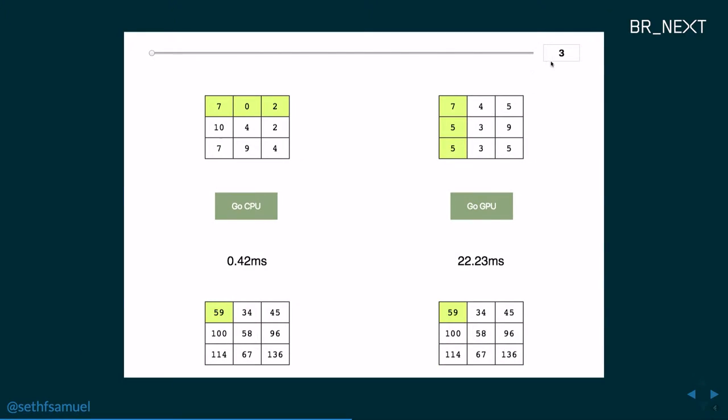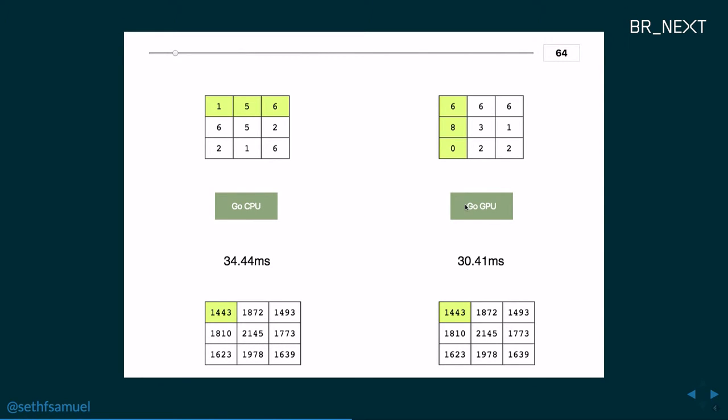The cost of actually taking this small amount of data, shipping it to the GPU, getting it back, is more expensive than what we're saving by doing it in parallel. So let's bump this up a little. All right. It's closer. The numbers are still the same. That's good. It wouldn't be very good if we did it fast but wrong. Well, some applications.